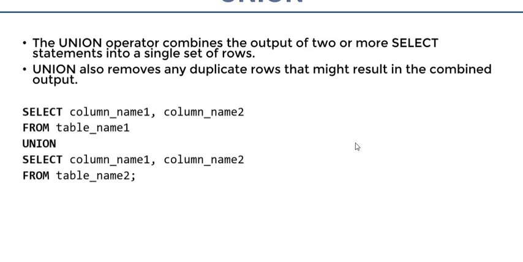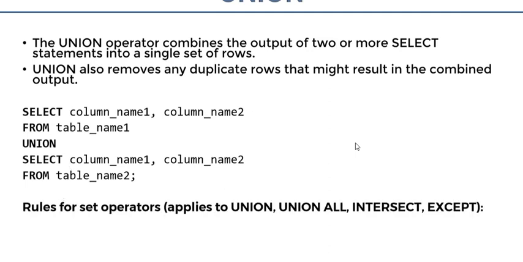Select column name 1, column name 2 from table name 1, union select column name 1, column name 2 from table 2. See, like this you can use union. The rules for set operators apply to union all, intersect, and except.